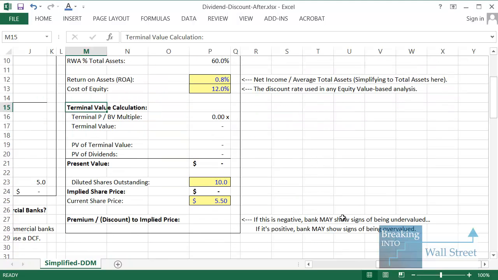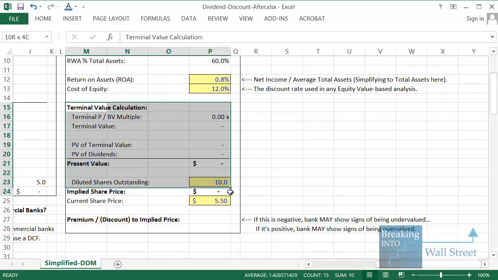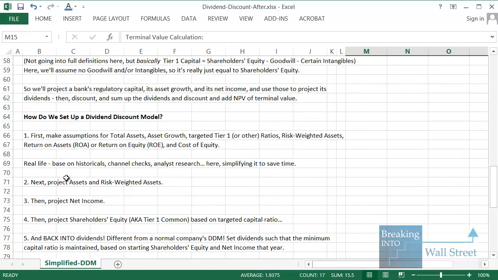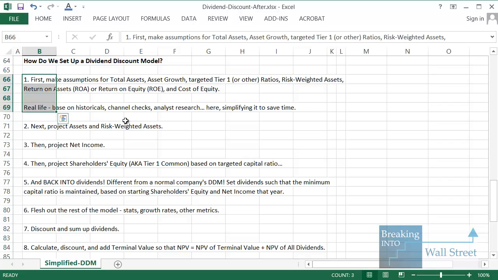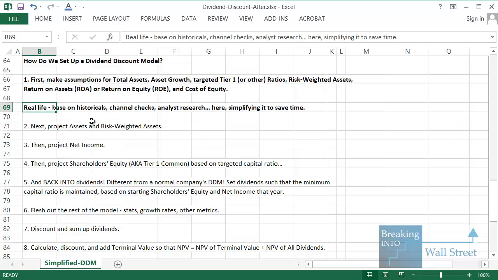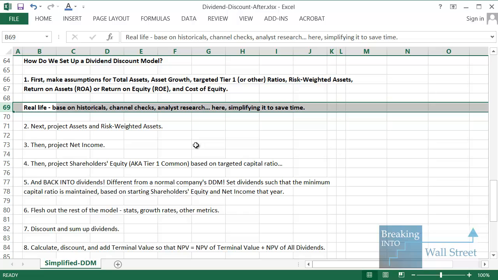So those are our main assumptions. We have some others down here, but I'm not going to go into these. We just don't have time in this short tutorial. And I'm going to check off step number 1. And as I say here, in real life, of course, you base all these numbers on historical financials, channel checks, industry research, outside analysts, talking to the bank's executives, for example, but we're simplifying it here to save time.